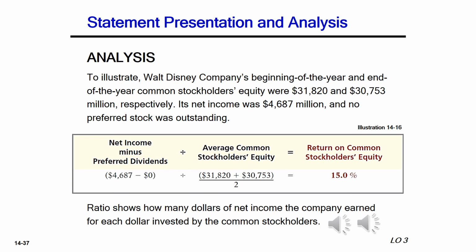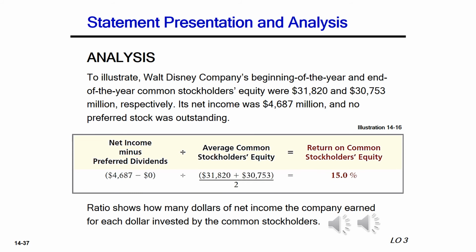So this is a ratio that is used in financial statement analysis that relates to stockholders equity in particular. The ratio shows how many dollars of net income the company earned for each dollar invested by the common stockholders. So this is a really important metric that helps investors, for example, to gauge the profitability of their investment in a certain company.